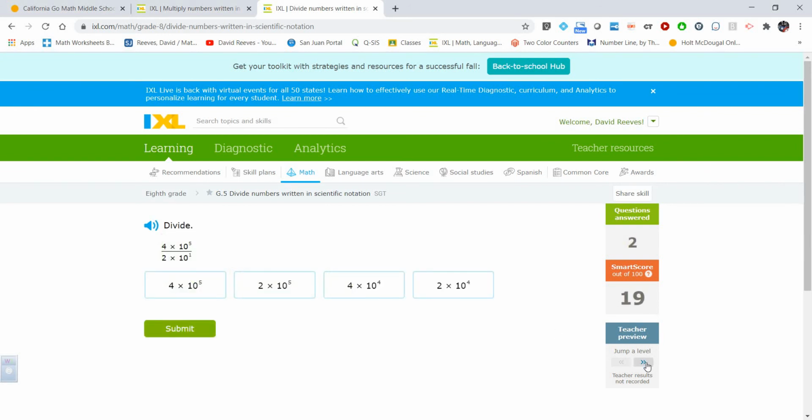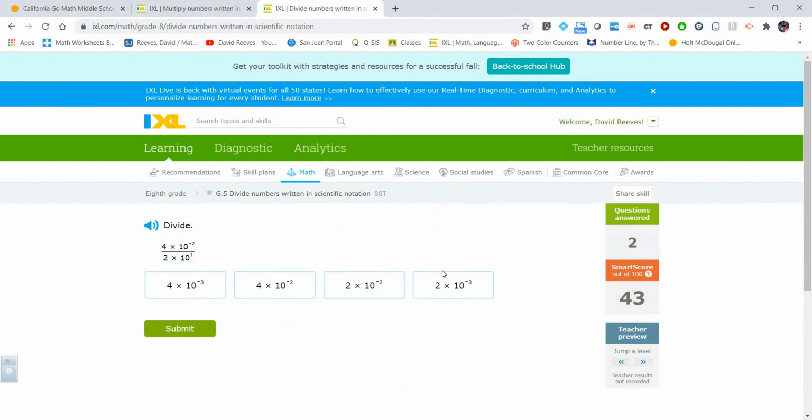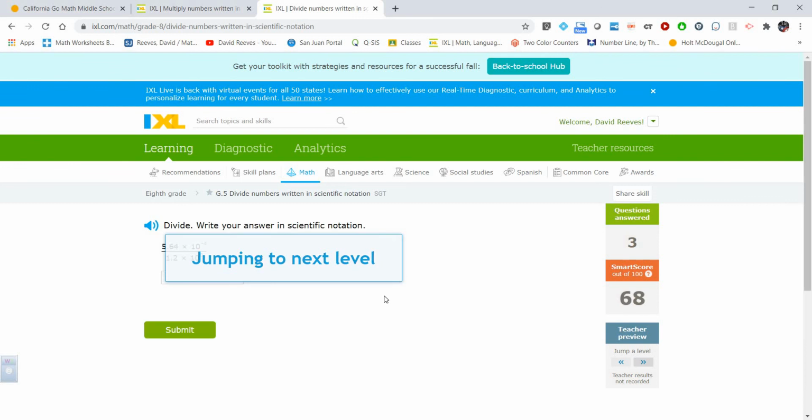All right, I'm going to skip over to the next level. Here we go. Did it actually go over? I'm not sure if it actually went over. All right, if it did, I'm skipping 2 levels. Here we go. 4 divided by 2 is 2. What is negative 2 minus 1, ladies and gentlemen? It is not negative 1. Negative 2 minus 1, subtracting a negative is subtracting a positive, is the same as adding a negative. We get negative 3, right? So we get 2 times 10 to the negative 3. All right, I'm going to skip over to the next level with division.